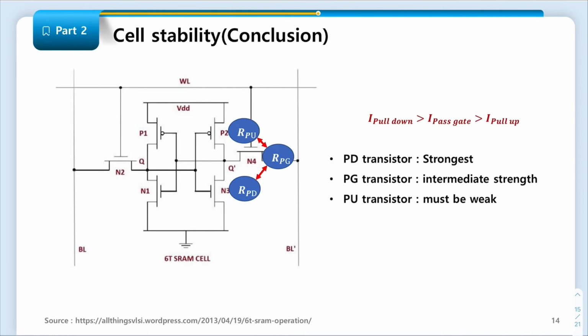So from the resistance terms, we can make this kind of conclusion. The pull-down transistor must have the highest drive current value in the SRAM cell. I mean the pull-down transistor must be the strongest in the SRAM cell. The cascade transistor must have intermediate strength. And finally, the pull-up transistor must be the weakest among the 3 transistors.